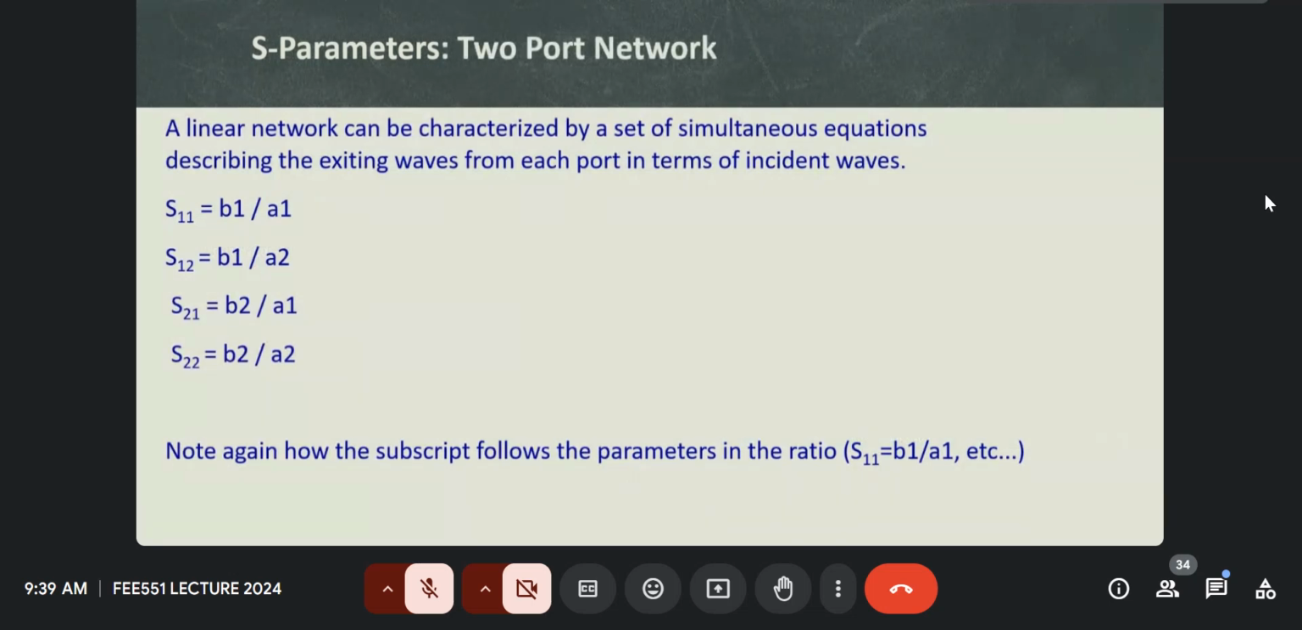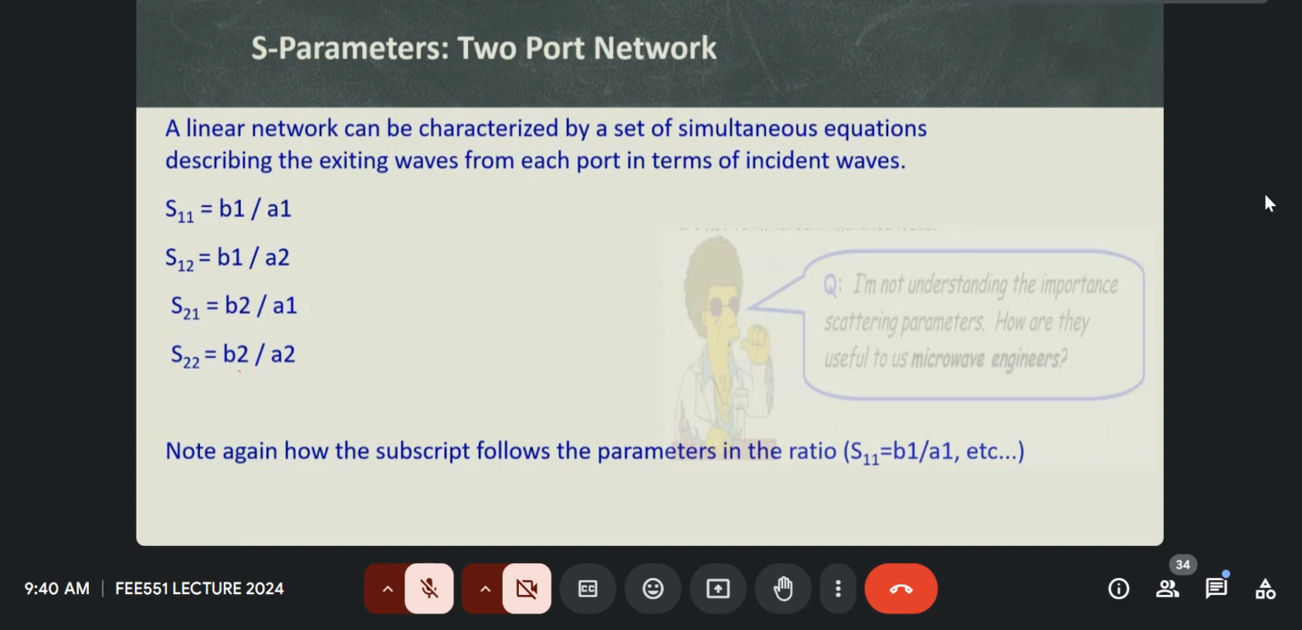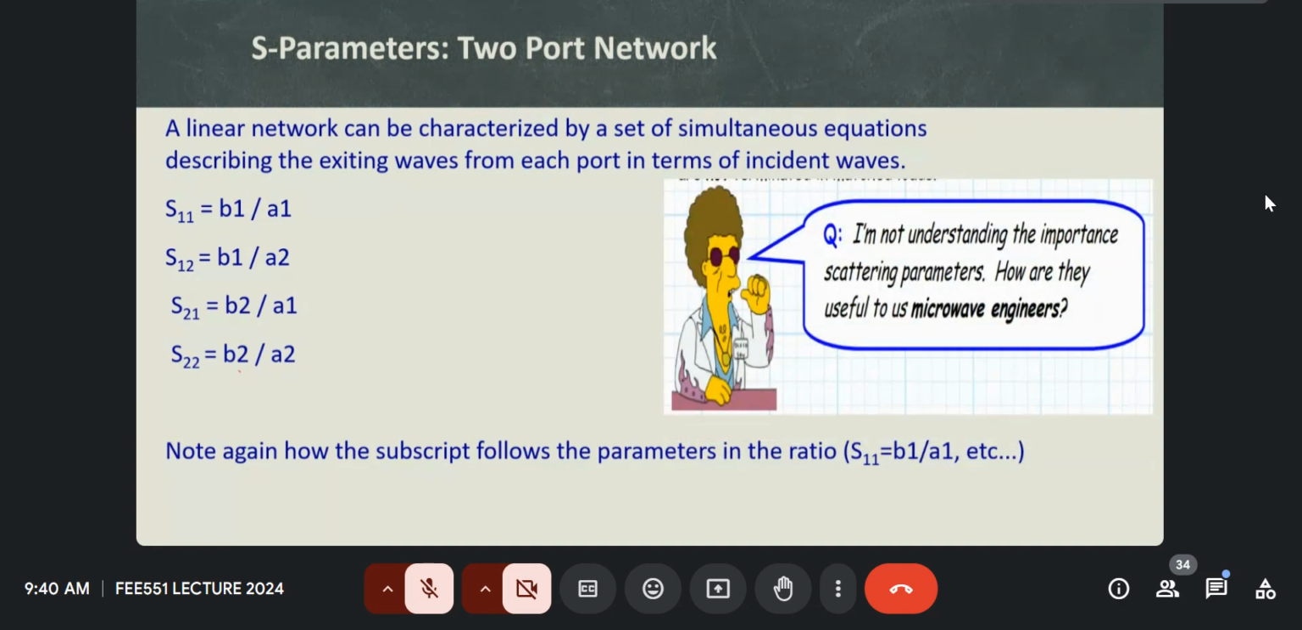Okay, so for a two-port network, you've seen S11 is B1 over A1, S12 is B1 over A2, S21 is B2 over A1, S22 is B2 over A2. Take note that the numerator is the responding port, and the denominator is where we're inputting the signal. After that discussion, maybe someone in the chat could give me feedback: why do you think we need S parameters?